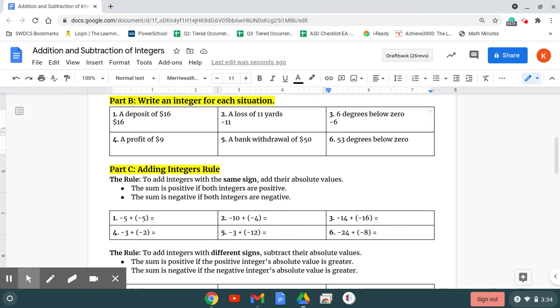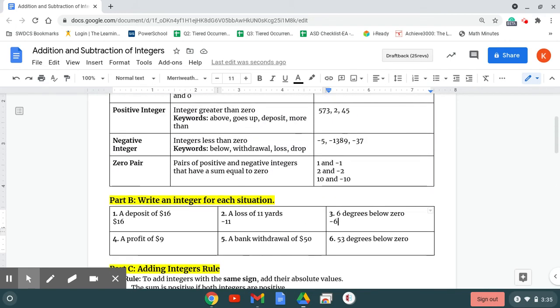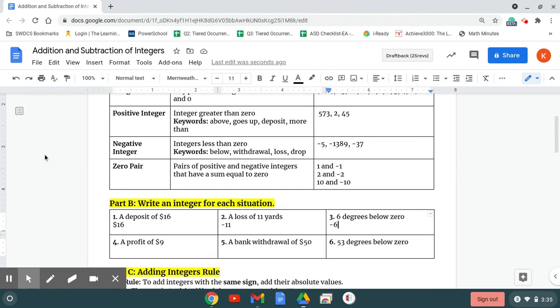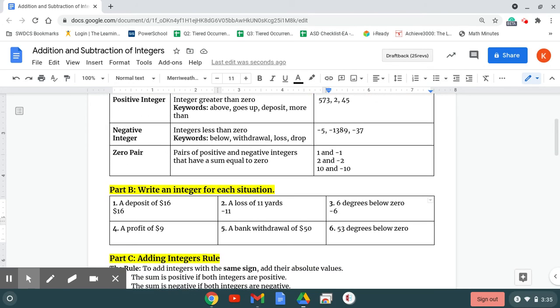All right, number 4. A profit of $9. So again, this one is not in our terms up top. We don't have profit in our keywords. That's okay. We can still think about it and use our brains and know that profit, if I'm profiting, am I gaining money or am I losing money? So if I'm profiting, I am gaining money. And another word for gain would be positive. So a profit of $9 is going to be a positive $9.